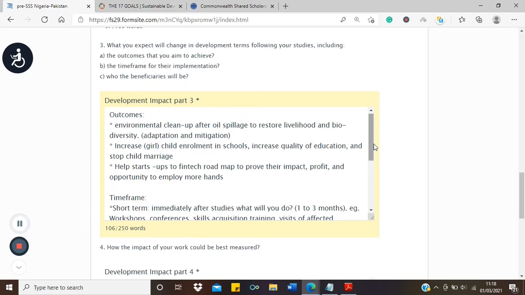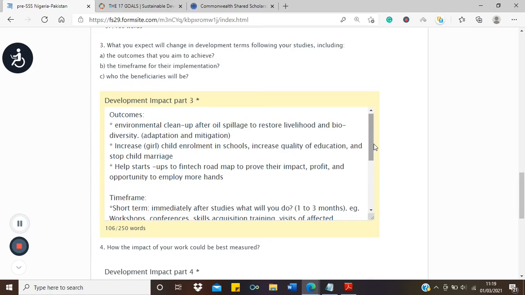The first outcome here is a clean environment. With the particular example I gave, we want to clean up this environment polluted by oil spillage, to restore the livelihoods of those living in this community and to bring back biodiversity, the fish industry, the wildlife, and everything affected by this oil pollution. So you want to clean up the environment, restore the livelihoods of people, and then help the wildlife and the animals living in these water bodies.